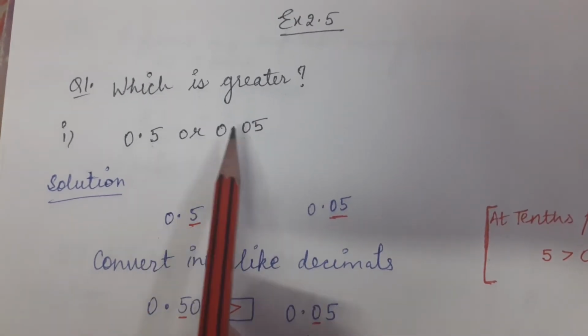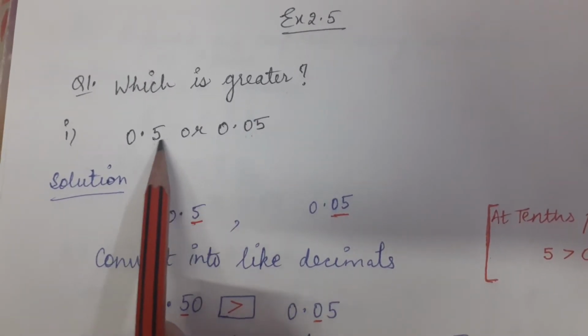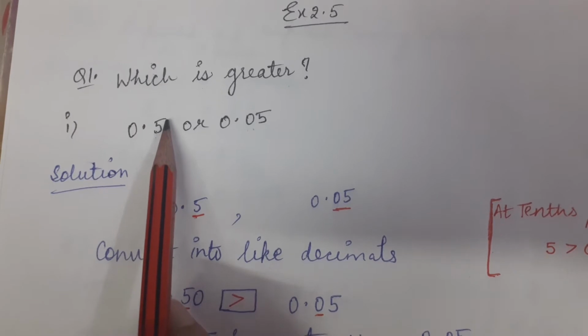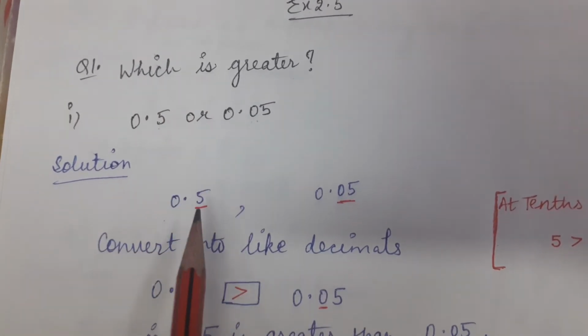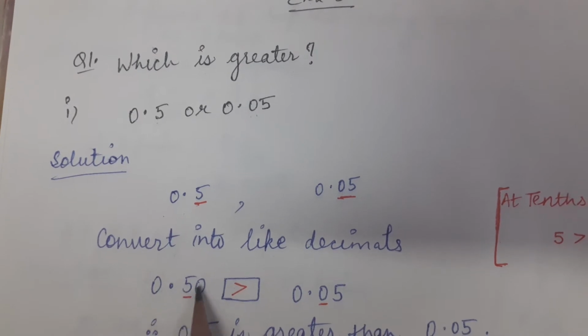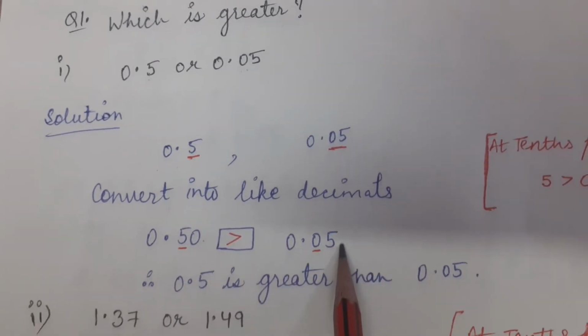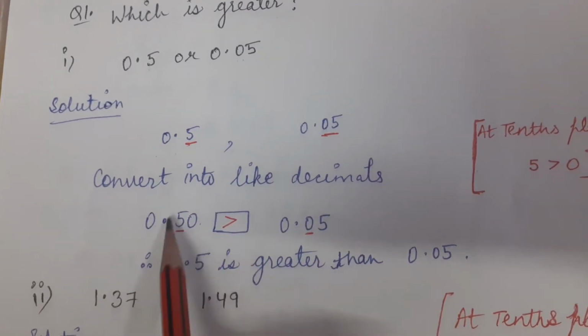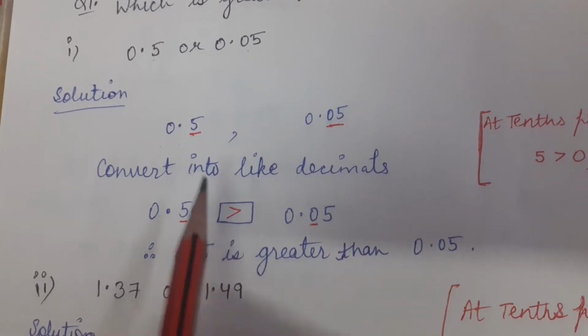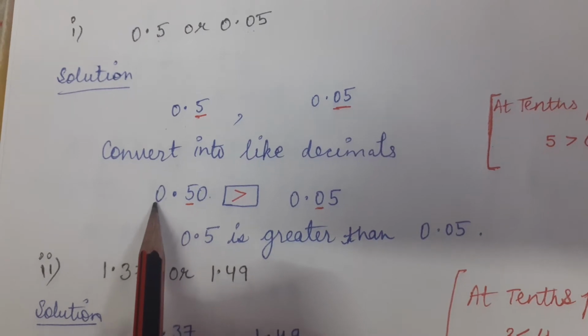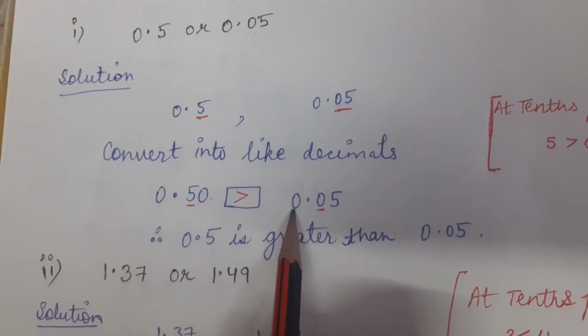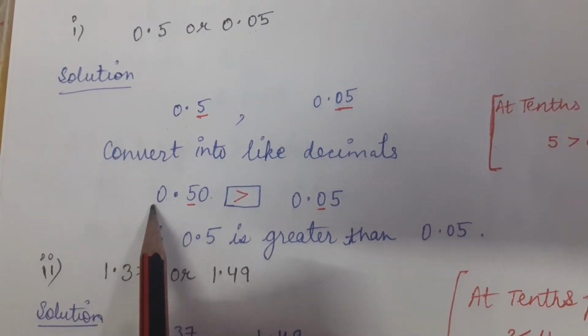So we have to convert them into like decimals. That means we have to make 2 digits here. And we can write 0 here because 0 has no value after the decimal point. So we can write this as 0.50 and this is 0.05. I am converting these into like decimals. Now we have to compare before the decimal, that is the whole part. What is the whole part here? 0, and the whole part is 0 here, and 0 is the same.